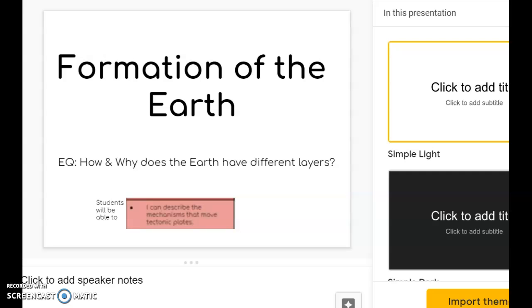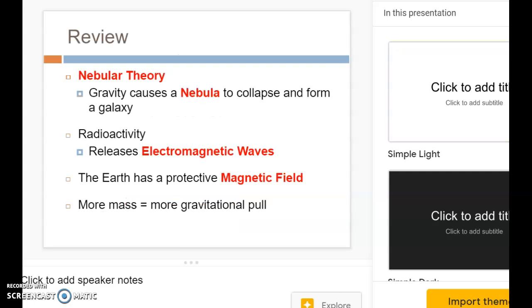So just a little bit of a review here. In Unit 2, we did learn about the nebular theory. Nebular theory basically says that when you have a nebula, gravity will cause it to collapse on itself, and that forms a galaxy. Your galaxy will have a sun, and the sun produces radioactive rays called electromagnetic waves. The electromagnetic waves could be very damaging to the Earth. Luckily, the Earth has a magnetic field that protects us from electromagnetic waves. And you also need to remember that the more mass something has, the more gravitational pull it has. The sun has more mass than the Earth, so it will have more gravitational pull.